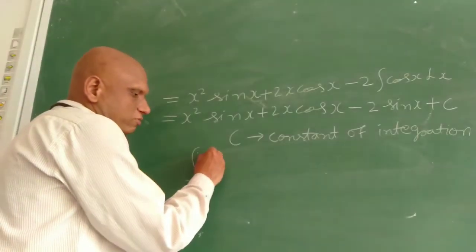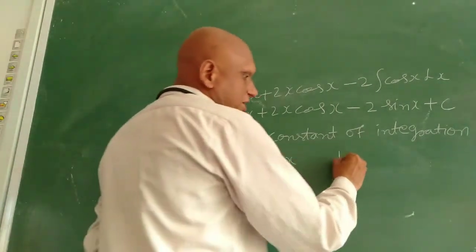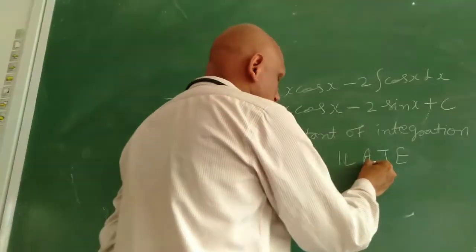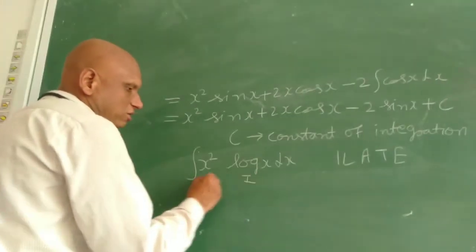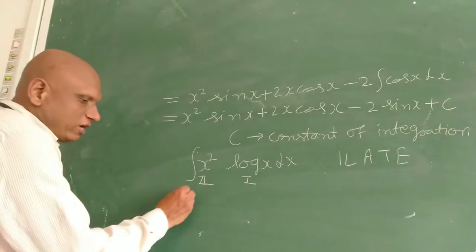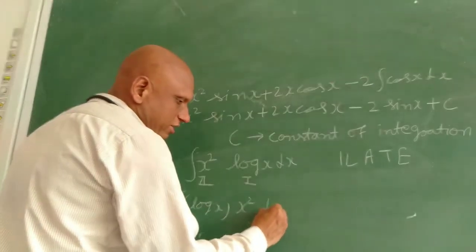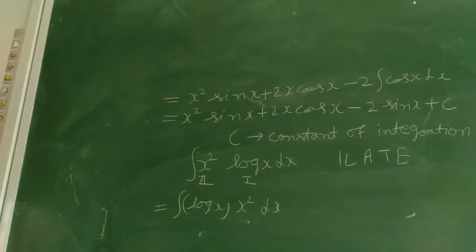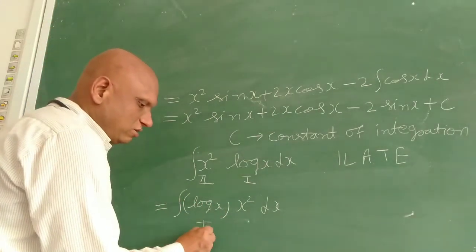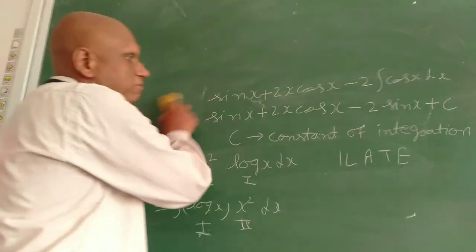Now suppose we have x square log x dx. We have seen ILATE: logarithm is on the left side and algebraic is on the right side. Therefore log x is the first function, x square is the second function. Now we can write it in this way, log x, x square dx. We write it so that we can easily apply it: let this one be the first function and this one the second function. There will be no confusion.